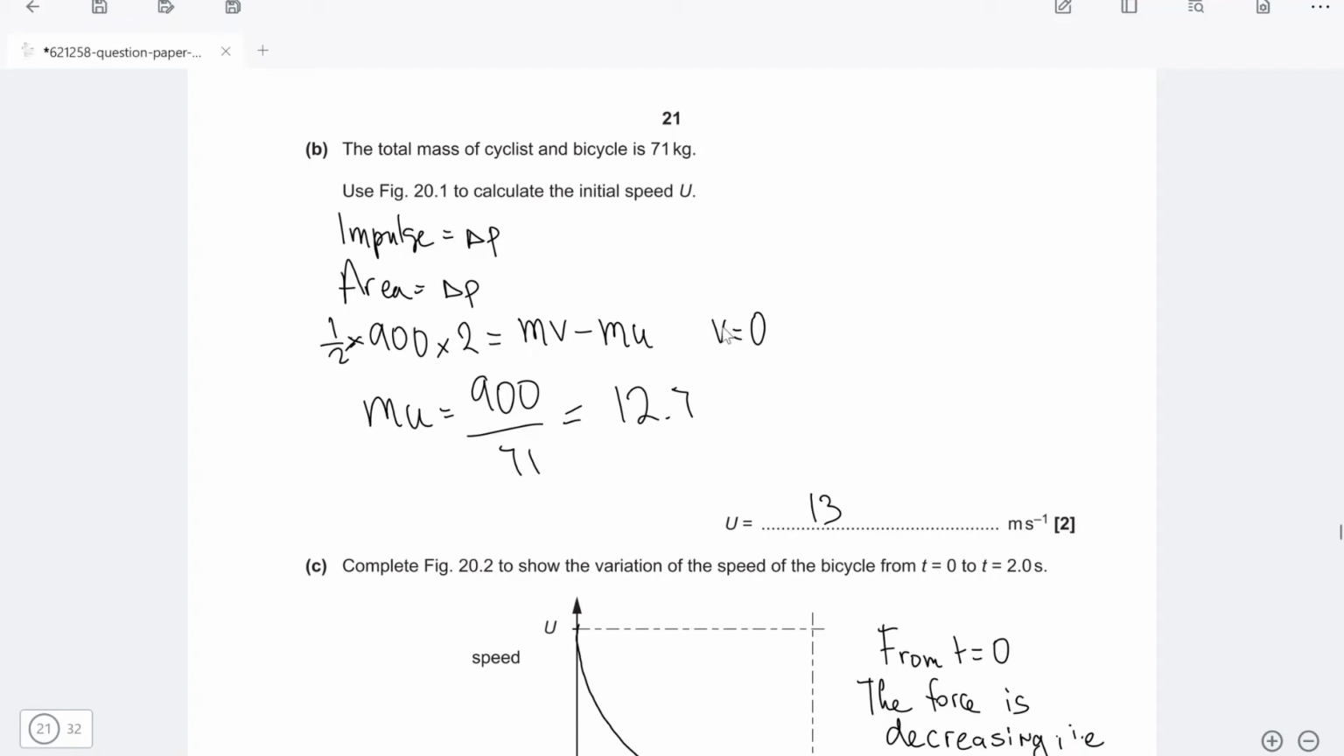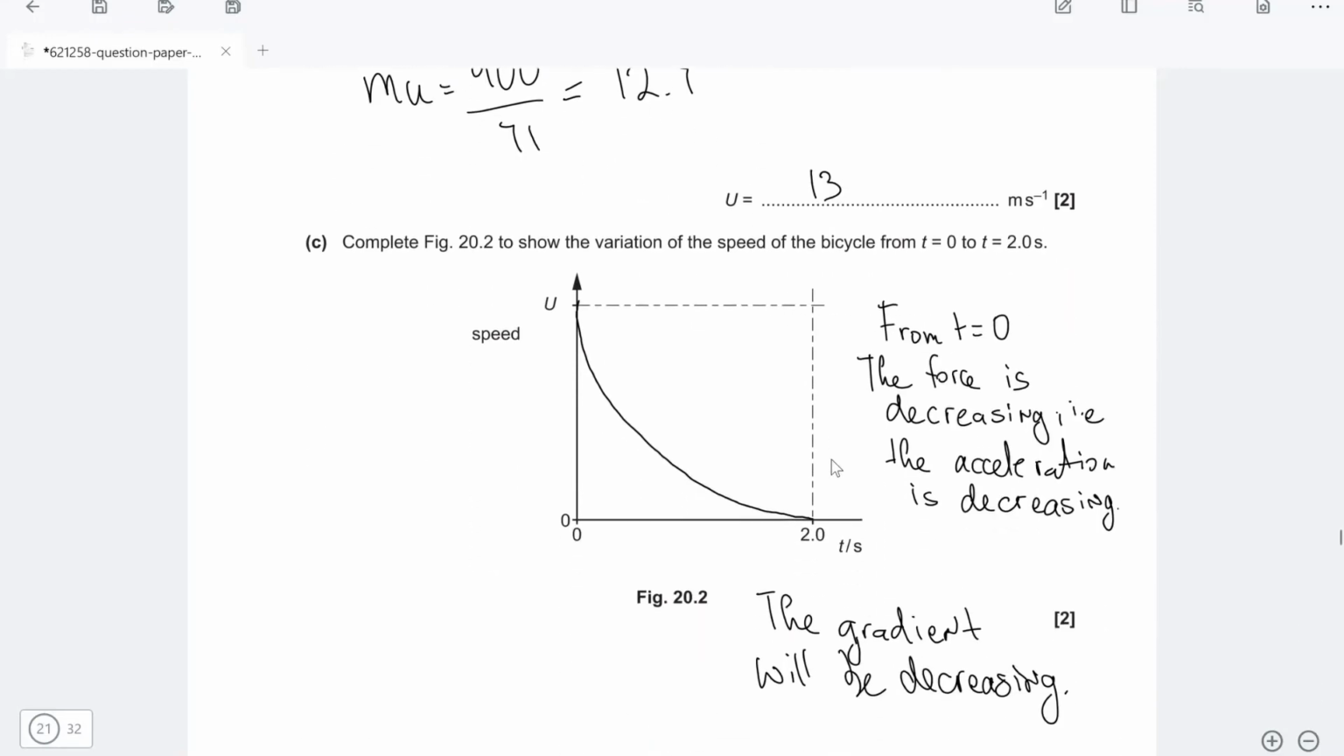The final speed is equal to 0 because the cyclist is stopping. So rearranging for u, we're going to get that u is 900 over 71. It should really be minus 900 over 71. However, they're asking us for the initial speed, so therefore I've just taken the magnitude, which is about 12.7. So overall, that is going to give us 13 meters per second.